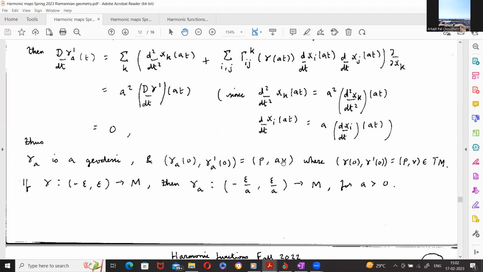Right, so the shorter you make the vector, the longer the geodesic will be defined. Is that clear?